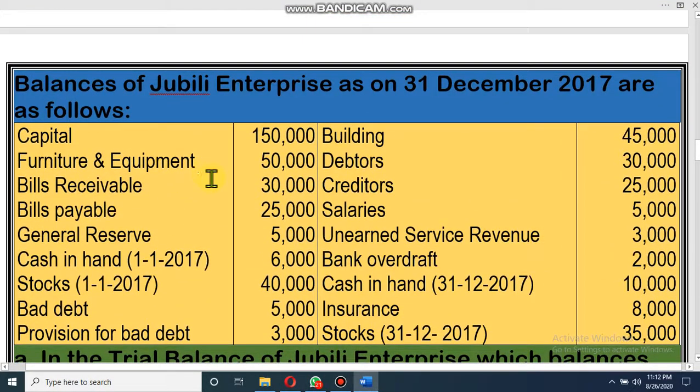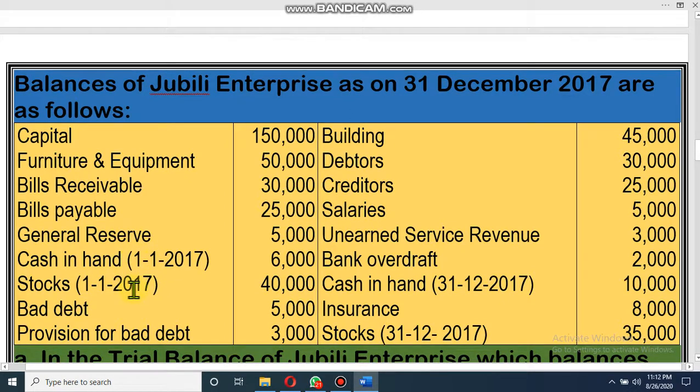Dear student, you know that there are 5 types of account all over the world. These are asset, income, liability, expense and equity. And you know that asset and expense accounts show a debit balance. That means all assets and expenses will be debited, and income, liability and equity will be on the credit side. So if you can remember chapters 3, 4, 5, you can easily do it. Again I am telling, capital is equity, so it will be credit. Furniture and equipment, asset, it will be debit. Bills receivable, asset, debit. Bills payable, liability, credit. General reserve, equity, credit. This is an opening balance, it will not be recorded.